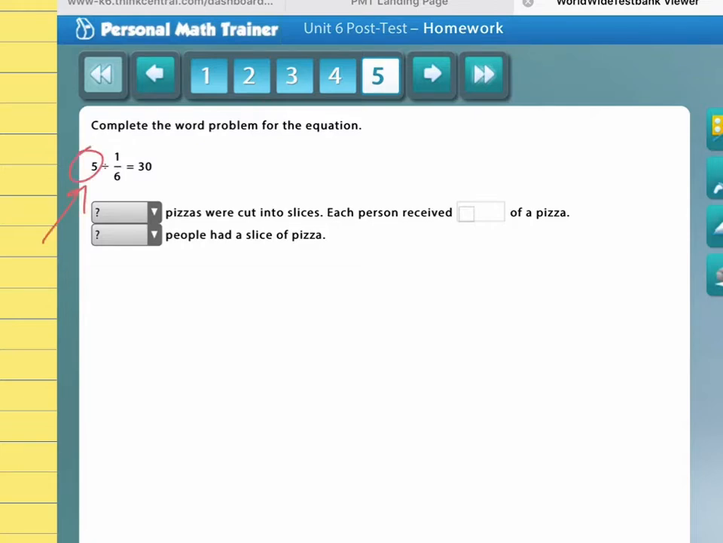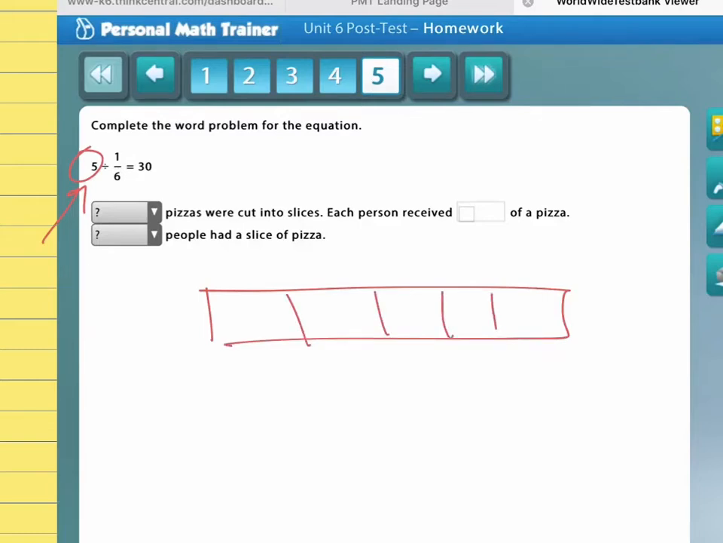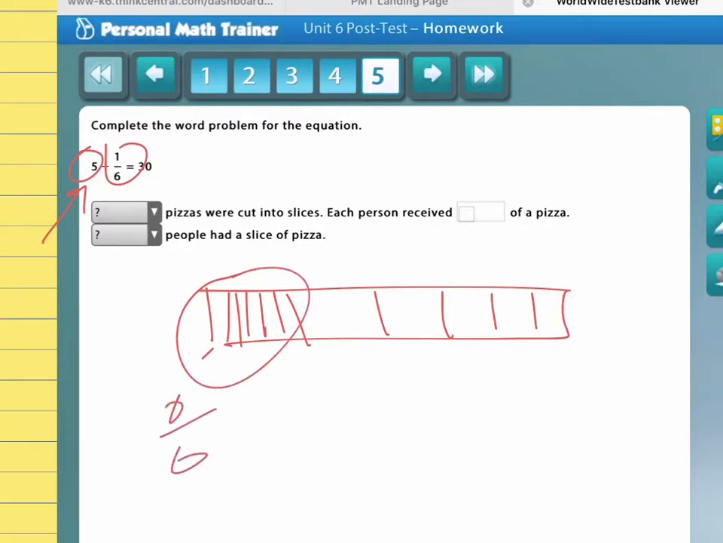Make sure you understand that 5 is the dividend. So we have 5 of something, and we're dividing it by 1/6. Well, how many sixths are there? I think that's 6. How many sixths are there in one whole? There are 6 sixths in one whole.